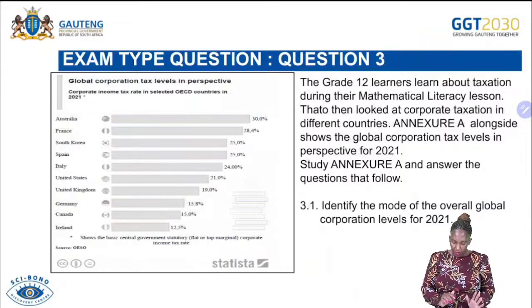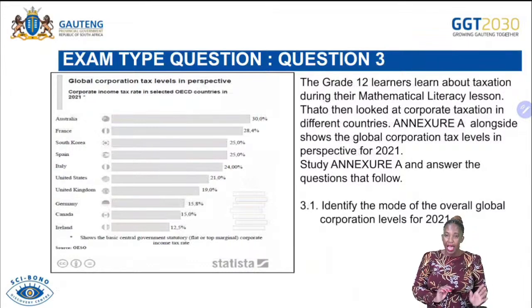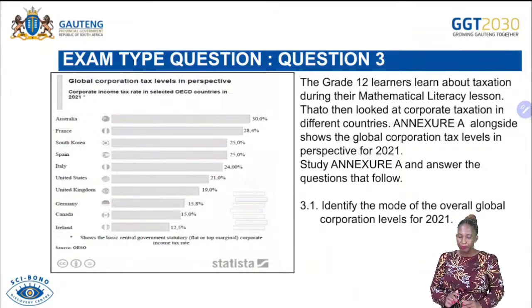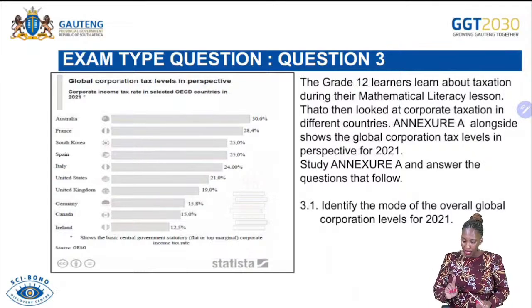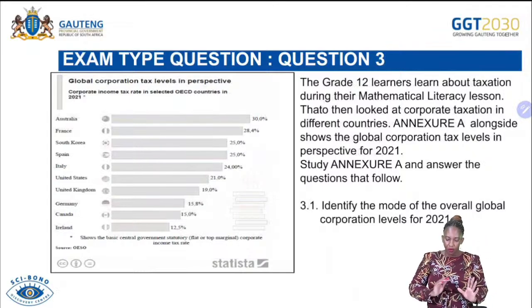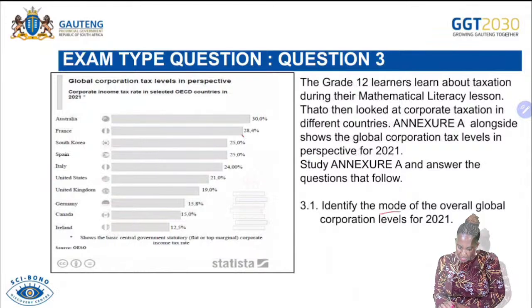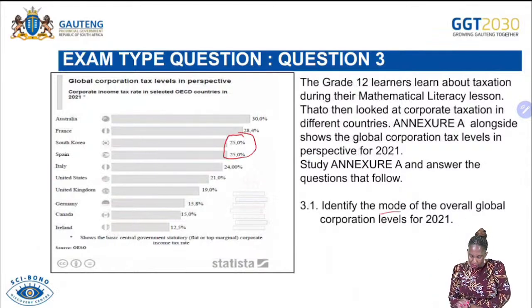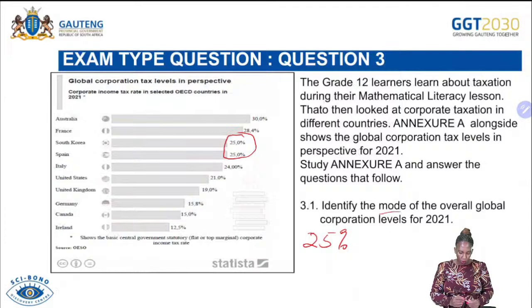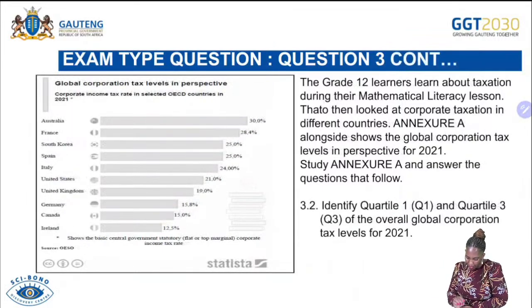Now when you look at this one, it says identify the mode. I am not going to do this one with you now because I've already done the other one for you. The mode, we said, is the number that appears more than any other number. By looking at this, I can tell that 25% is my mode because it's the one that appears twice. The rest are appearing once. Now let's go to the next one.